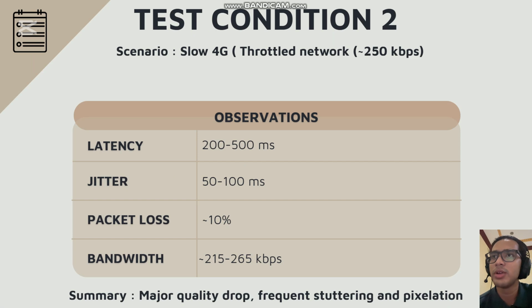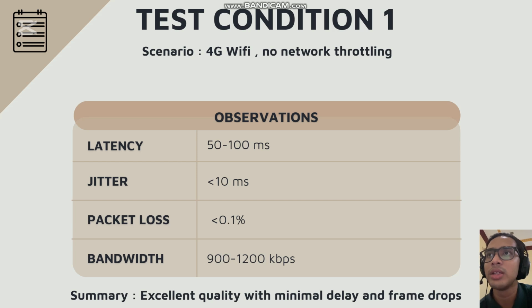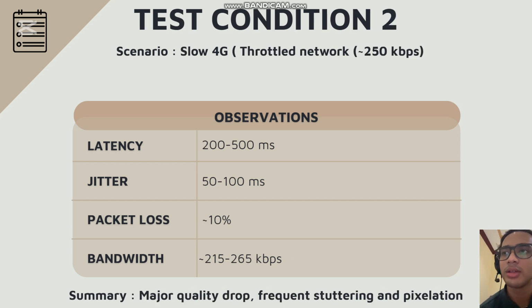Next is condition 2, which is a slow 4G throttled network at 250 kilobytes per second. Based on the observations, the latency I got is 200 to 500 milliseconds, jitter of 50 to 100 milliseconds, packet loss increased to 10%, and bandwidth of 215 to 265 kilobytes per second, which is a lot less than the 4G Wi-Fi. You can see here packet loss went from 0.1% to 10%. In summary, it's a major quality drop with frequent stuttering and pixelation.